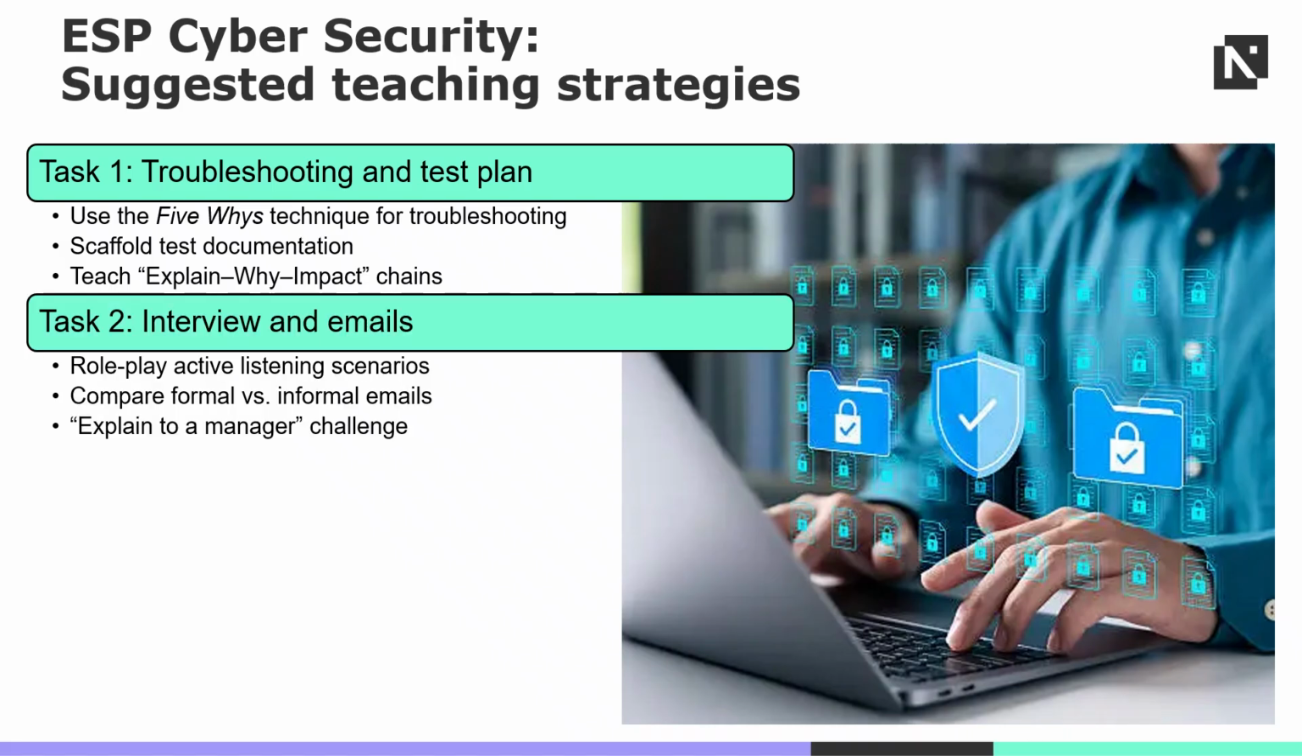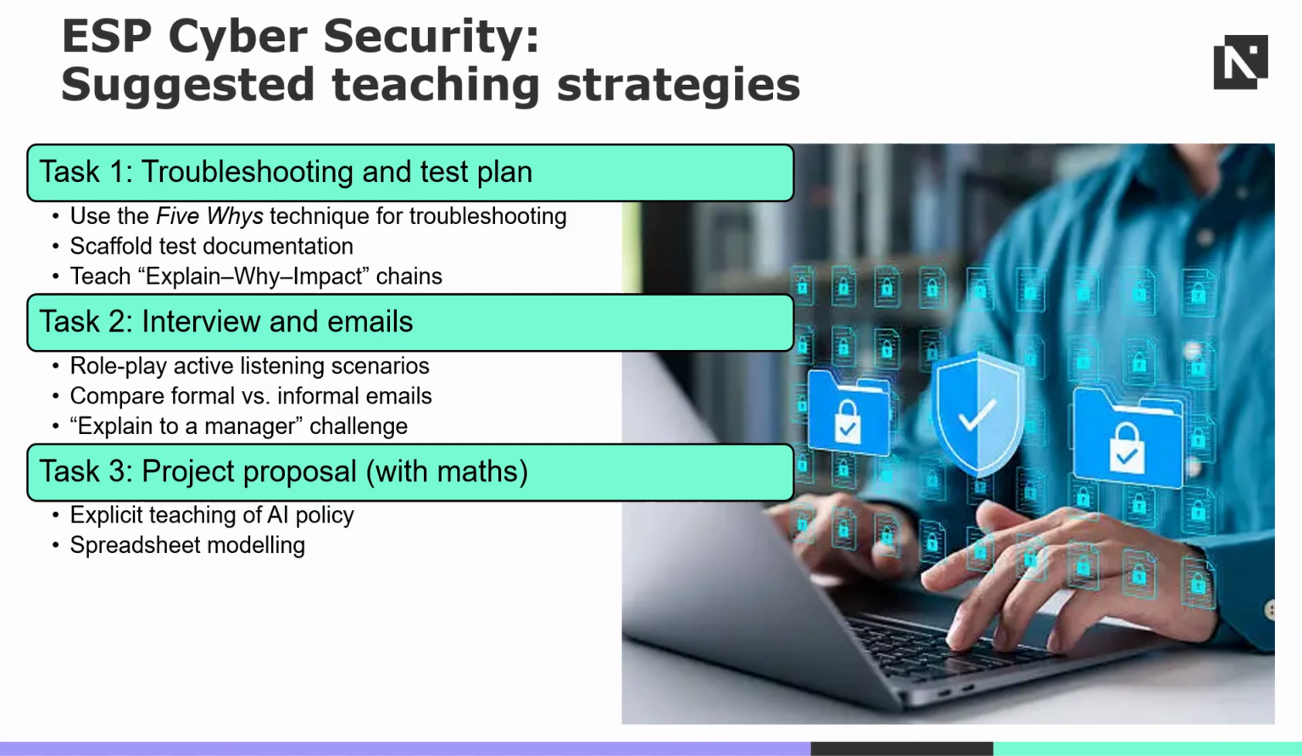In task 2 around interview skills, you could role play active listening scenarios where students interview their peers and practice paraphrasing or rephrasing responses to show engagement. Compare formal versus informal emails where students rewrite a technical email for a non-technical recipient, removing jargon but keeping accuracy. And do the Explain to a Manager challenge, where students summarise a cyber issue to both a technician and a senior leader in 2 different styles.